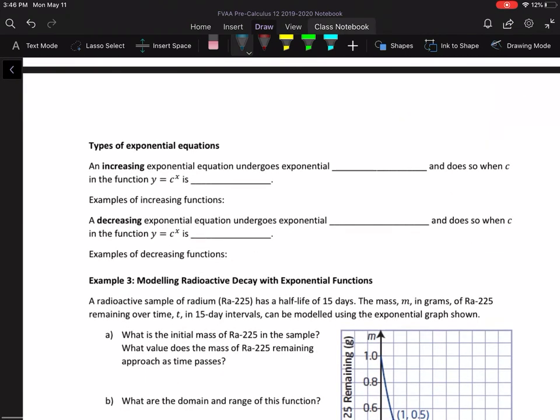Okay. So let's take a look at a couple of these, to flesh that out a little bit more. So types of exponential equations, we said that there was an increasing and decreasing equation. An increasing exponential equation undergoes exponential growth. That's why we hope to use an increasing equation when you're talking about financial investments, because you want growth, you don't want decay. The way some people invest, they're actually investing in decay, not growth. But you're aiming for growth, even in this time of decay with the stock market as it is. There's opportunity for growth.